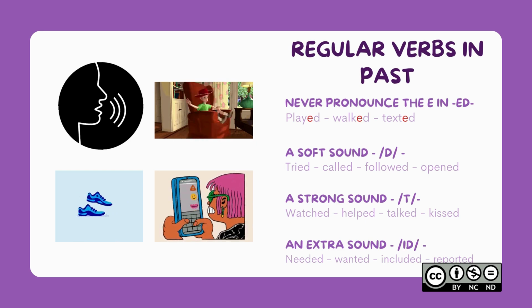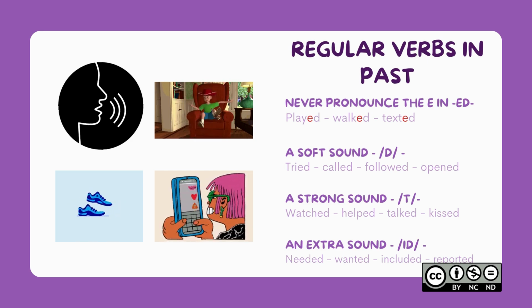So there are three sounds. If you check what I said, which was played, walked, and texted, we have three sounds. A soft sound is when you just say a D, when you add ed to a verb. So for example, the verb try, a soft sound would be tried. Call, called. Follow, followed. Open, opened.